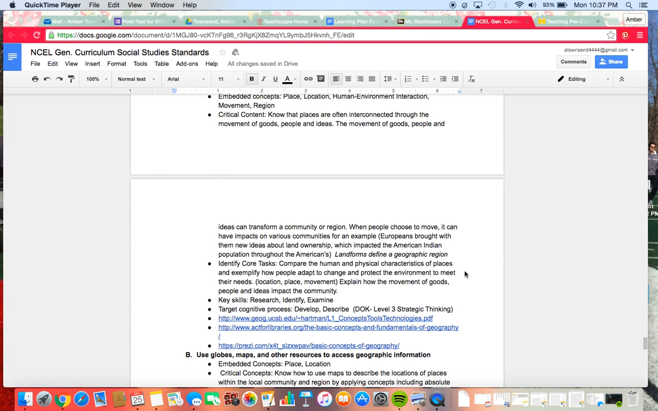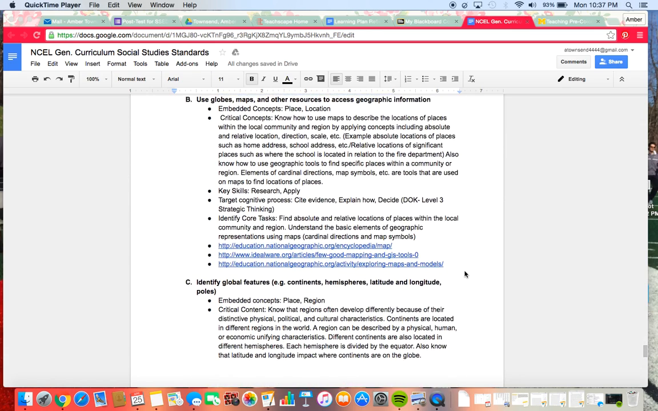Location, place, and movement. Explain how the movement of goods, people, and ideas impact the community. And I think comparing the human and physical characteristics of a place is really going to help us to understand this, along with things that we have to do to meet our needs in the movement of goods and people.